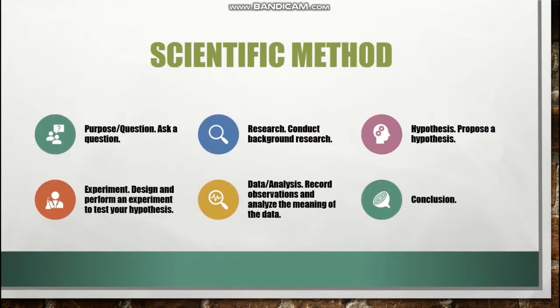Scientific method. First, purpose or question. Ask a question. Second, research. Conduct background research. Third, hypothesis. Propose a hypothesis. Fourth, experiment. Design and perform an experiment to test your hypothesis. Fifth, data or analysis. Record observation and analyze the meaning of the data. Lastly, conclusion.